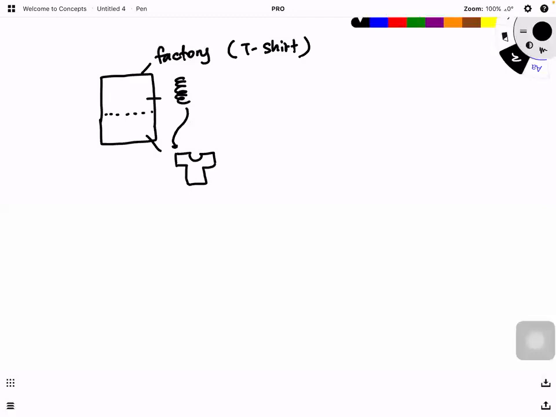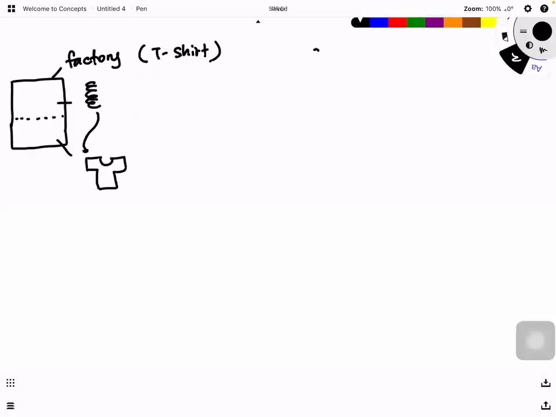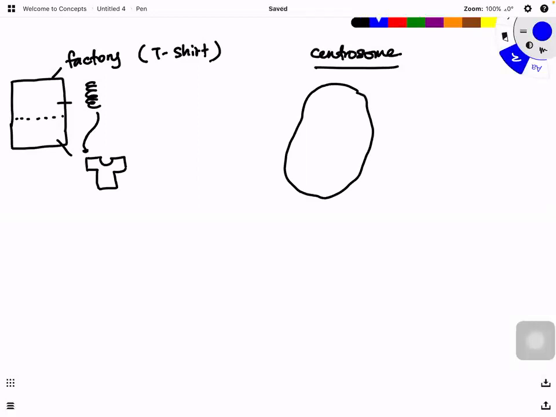The same goes for the centrosome. The entire centrosome consists of two things. One is the centriole.